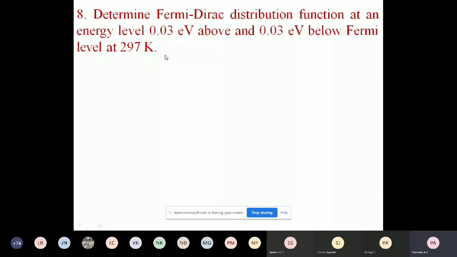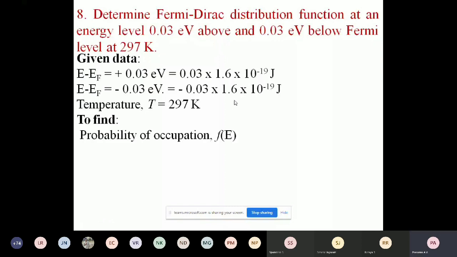In the earlier problem, I was saying that any energy level above the Fermi level is not occupied by electrons at 0 degree Kelvin. But at a temperature higher than 0 degree Kelvin, there is some chance that an energy level above the Fermi level can be occupied by the electrons. Therefore, you should not be confused with the solutions of this equation. Let me tell you the given value, E minus EF, because we know the expression for the probability of occupation is 1 by e power (E minus EF) by kT.